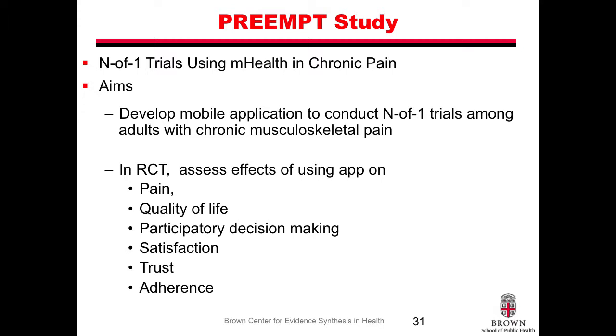In the main RCT, which is comparing N of 1 versus standard care, the outcomes are going to be things like, how well are you feeling 6 months after the study. So we want to see whether doing an N of 1 will help people with medium-term pain. And so we're going to look at things like quality of life, decision-making, satisfaction, trust, and adherence. So maybe if you do the N of 1, you're more likely to stick with your treatment plan.